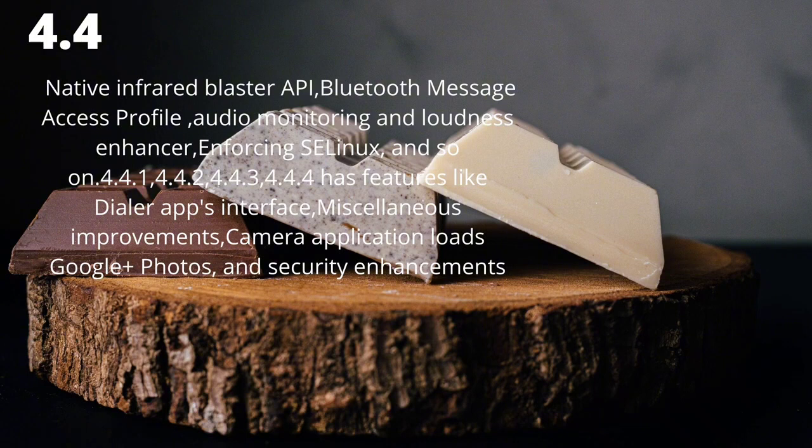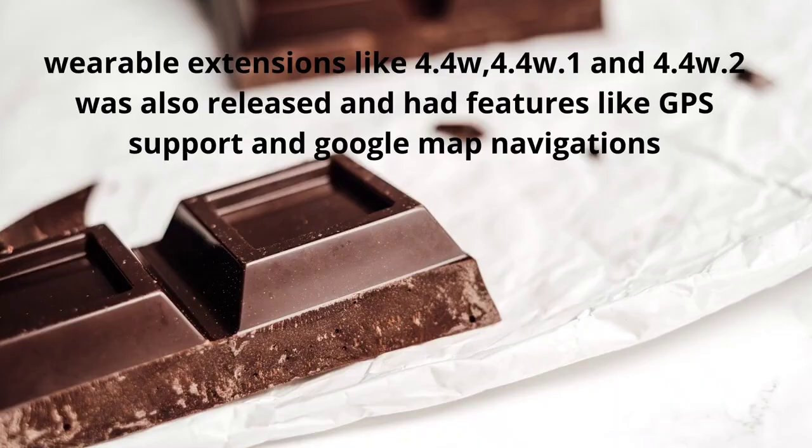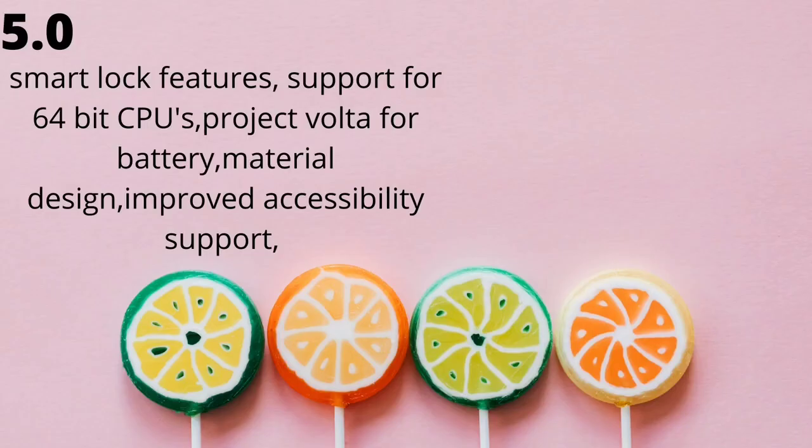and security enhancements. Wearable extensions like 4.4W, 4.4W.1 and 4.4W.2 were also released and had features like GPS support and Google Map navigations. In November 2014, Android 5.0 Lollipop was released.